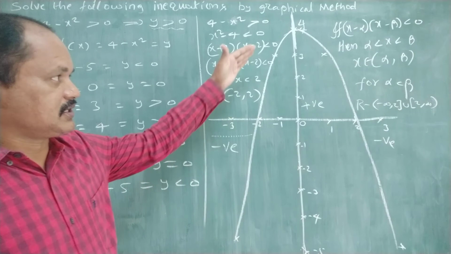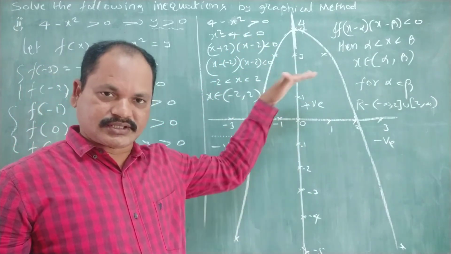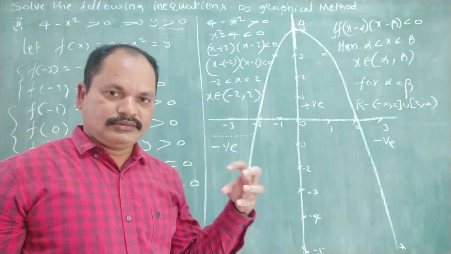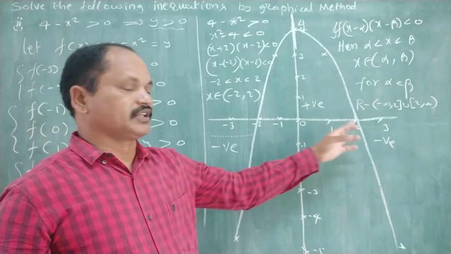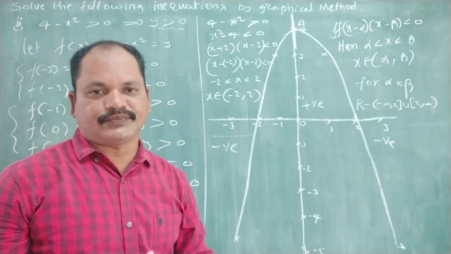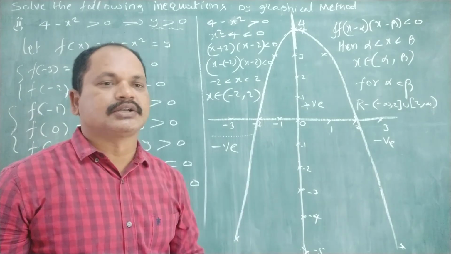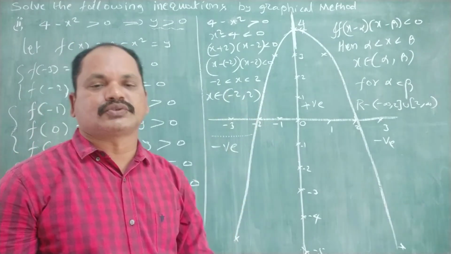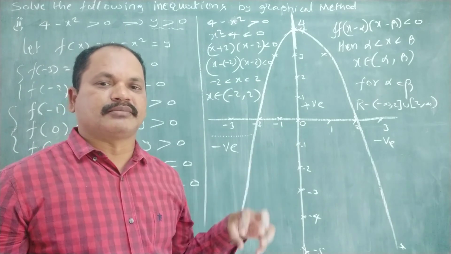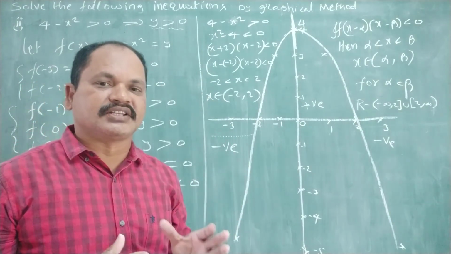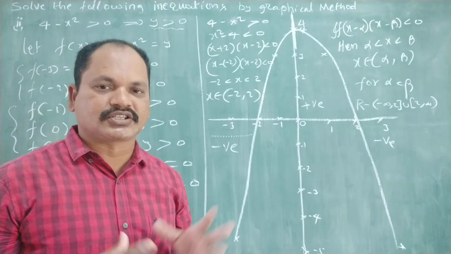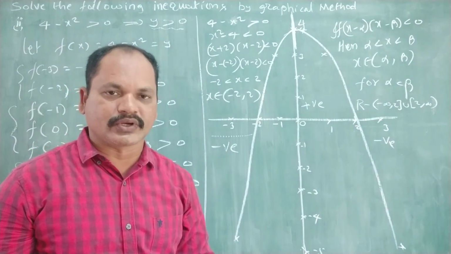This represents the downwards parabolic form, and it lies within the interval minus 2 to 2. That's why the solution set is open interval minus 2 to 2. The real numbers that satisfy the given inequation lie within the interval minus 2 to 2, excluding minus 2 and 2. Okay, that's all.